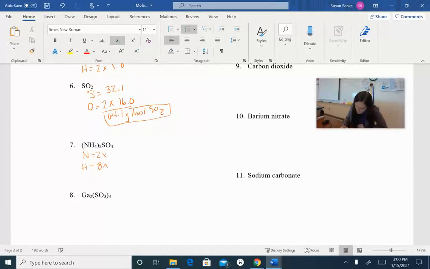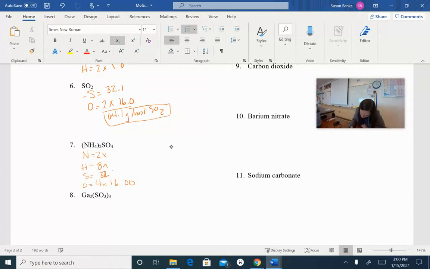So I'm going to need to multiply that. Sulfur, I have 1, and oxygen, I have 4. Okay, so oxygen is 16. We've already done that. Sulfur in the last one, we did that too. So it's 32.1. Hydrogen we've done as well. It's 1.0. We have not done nitrogen yet, though.